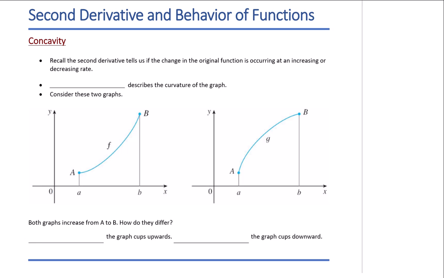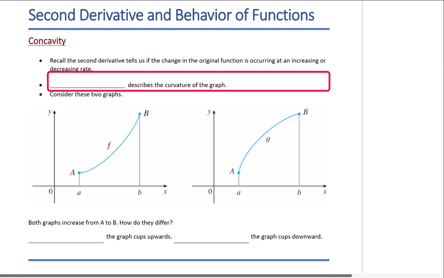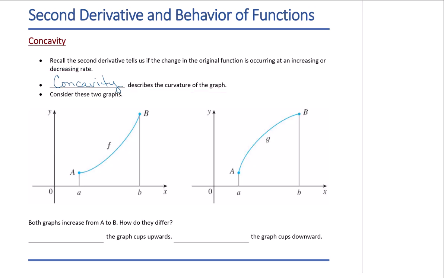Now let's take a look at the second derivative and concavity. Recall that the second derivative tells us if the change in the original function is occurring at an increasing or decreasing rate. Concavity describes the curvature of the graph. So let's consider these two graphs.